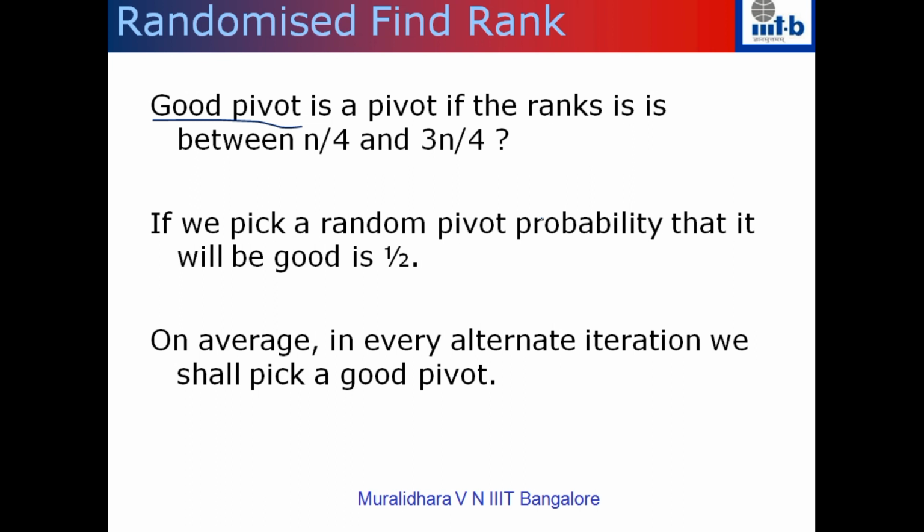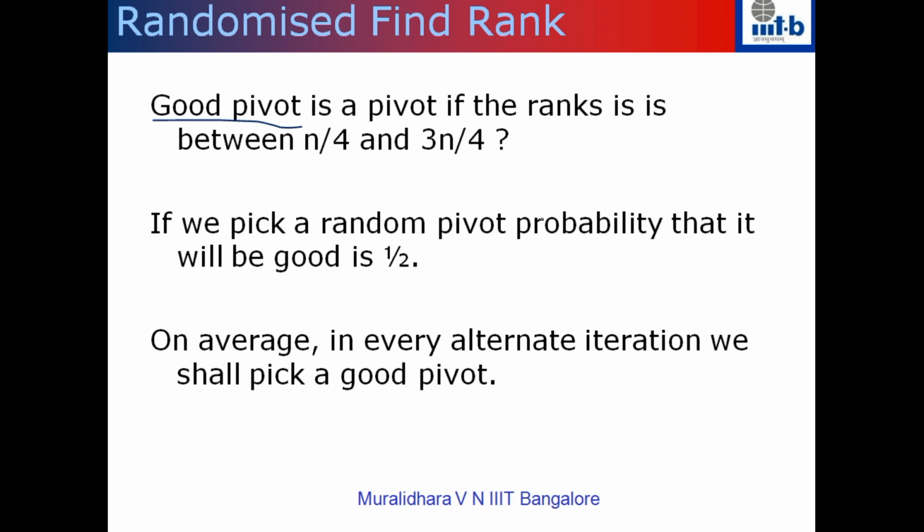So notice that there will be n by 4 numbers whose rank is smaller than n by 4, and there will be exactly n by 4 numbers whose rank is greater than 3n by 4. So there will be exactly n by 2 numbers which are not good pivots. The rest are all going to be good pivots.